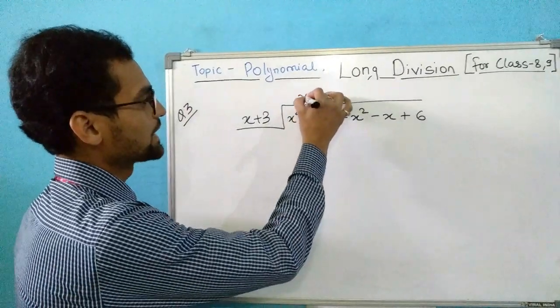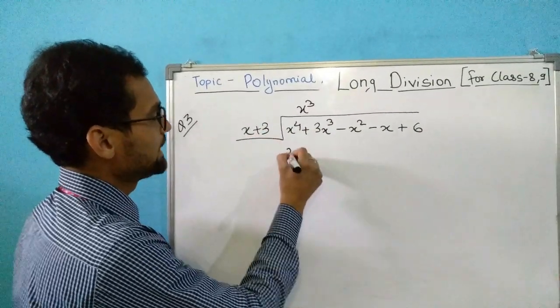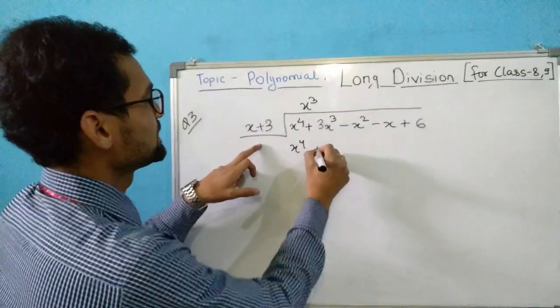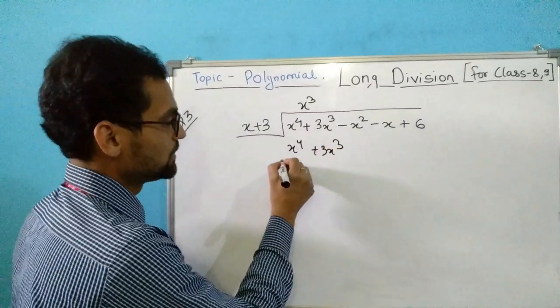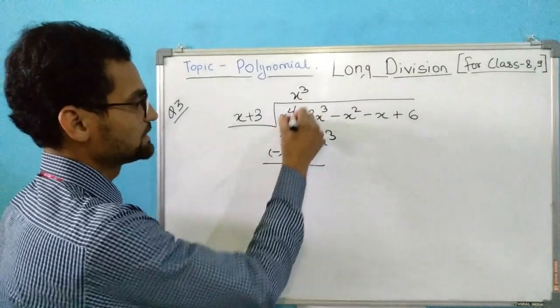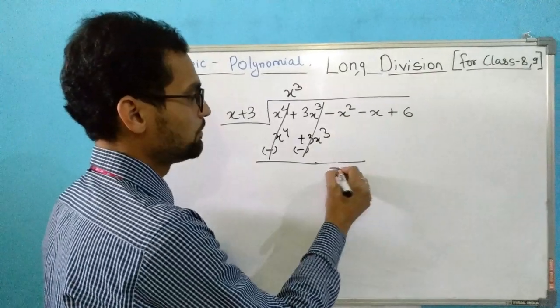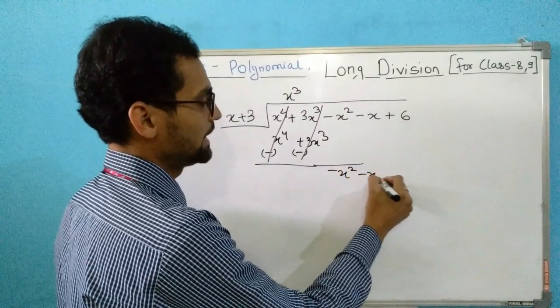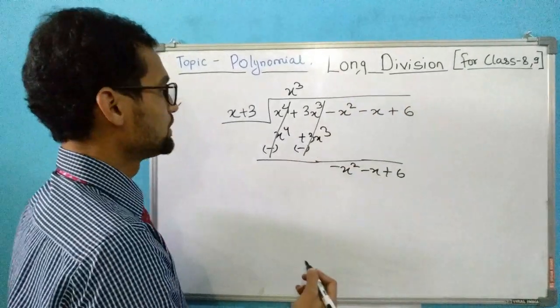So first we will take x cube. Okay, x cube, this will be x to the power 4 plus 3x cube. Now we'll change the sign. This will be negative, this will also be negative. Okay, this will cancel out. What we have is, this also cancels out. Next we have minus x square minus x plus 6. Since these two cancelled, we'll take the rest of the terms.